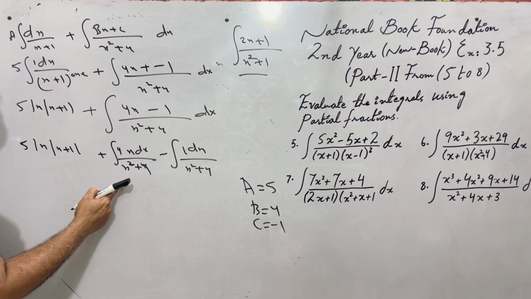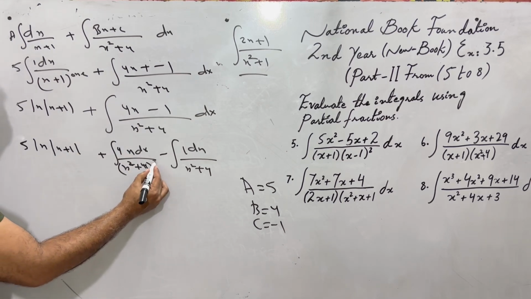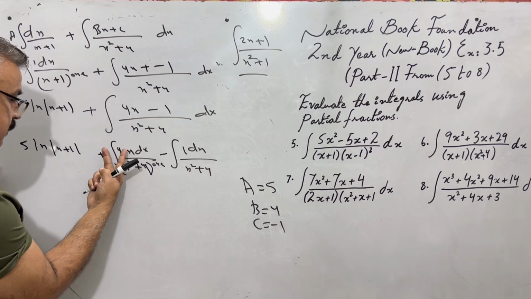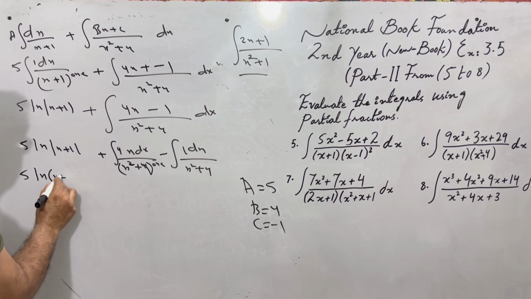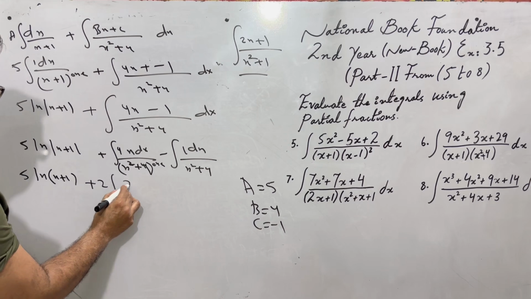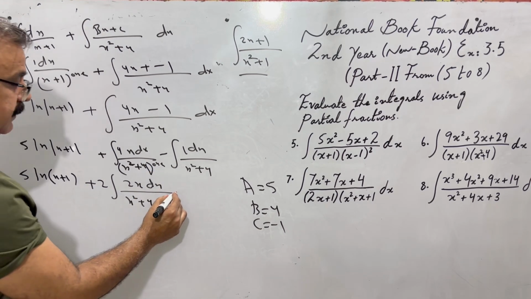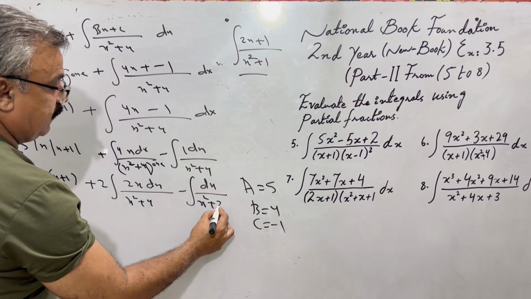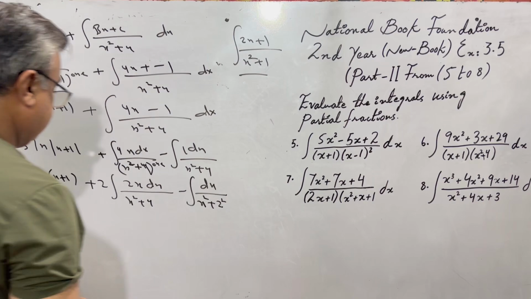Differentiation of x square is 2x. It is present, overall power 1. It is an ln situation. Just we have to split this as 2 times 2. 5 times ln x plus 1. Let me write this as 2 times 2x dx over x square plus 4. What about this? Settle down the situation. It is x square plus, instead of 4, let me write 2 square.